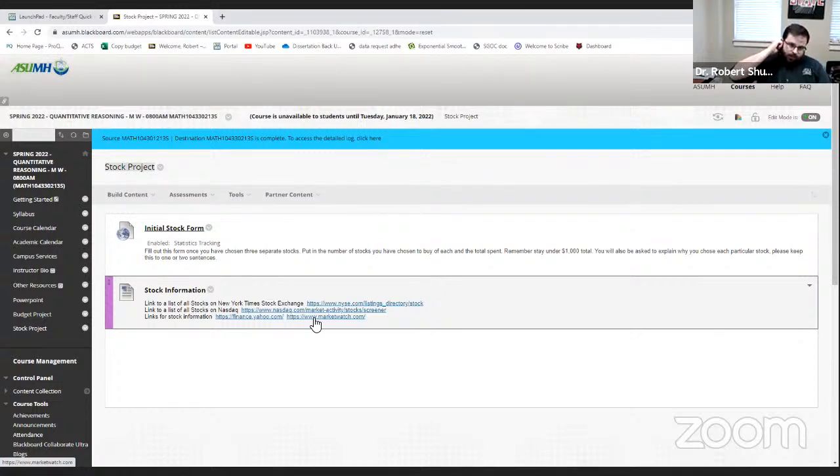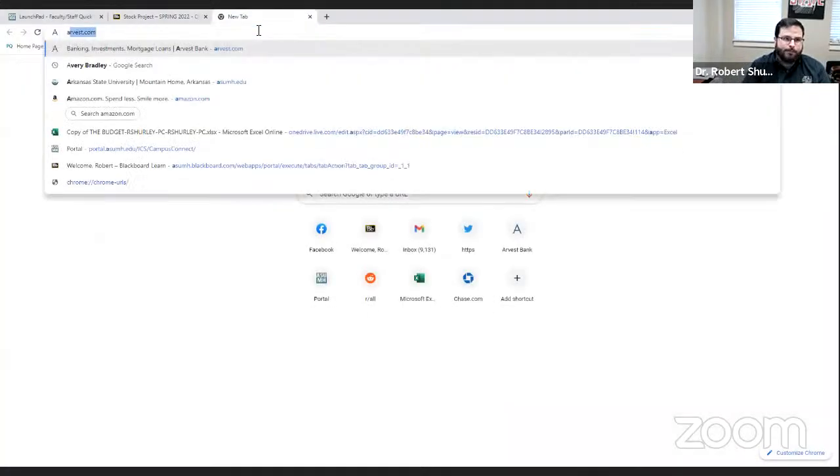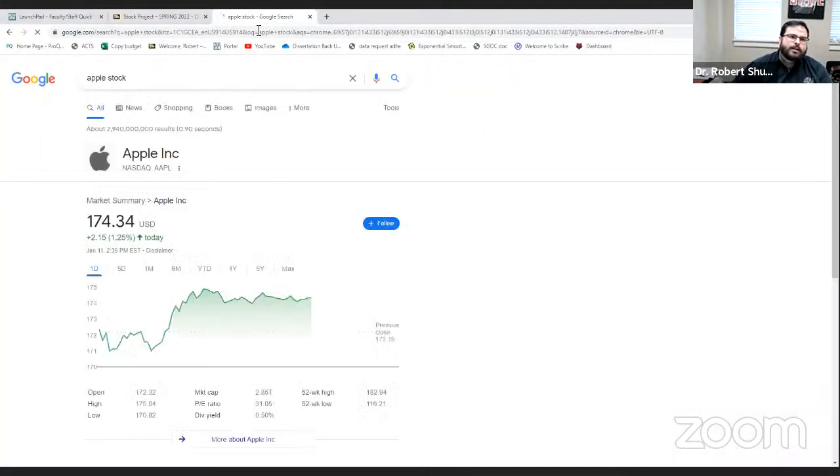A good place to start is actually just searching. If you know a company that you like, a very common company is Apple. If you wanted to purchase some Apple stock and you think it's a good investment long term, I own Apple products, and I know a lot of people that own Apple products. The easiest way to do it is just search for the Apple stock. I think it's on NASDAQ, but let's start a new search, Apple stock. I bet it pops up.